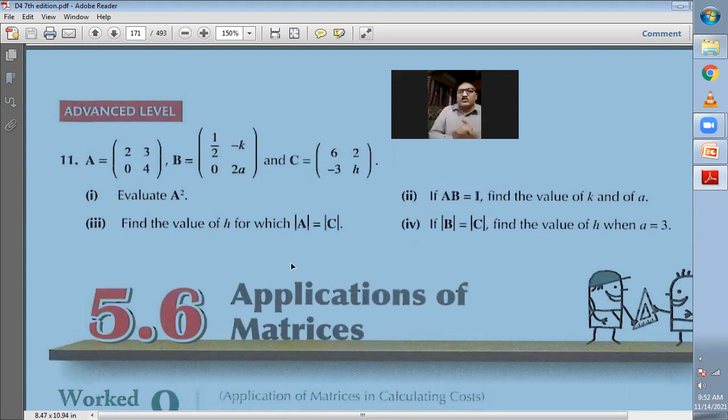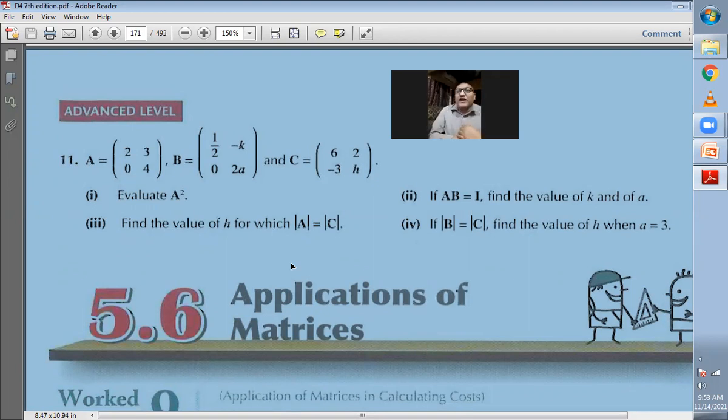So this is question number 11 coming up on your screen. It says A is equal to 2, 3, 0, 4, B is equal to 1 by 2, minus K, 0, 2A, and C is equal to 6, 2, minus 3, H. There are 4 parts of this question. The first part says evaluate A square. And the second part says if AB equals I, find the value of K and of A.